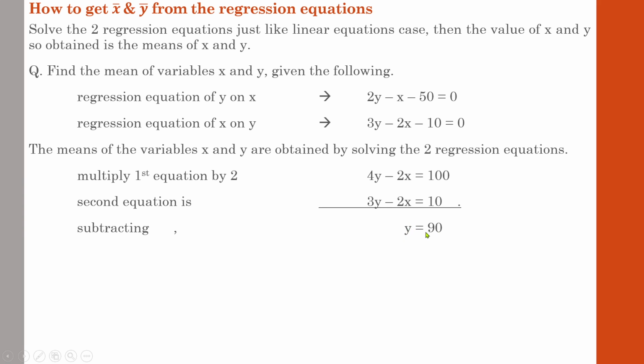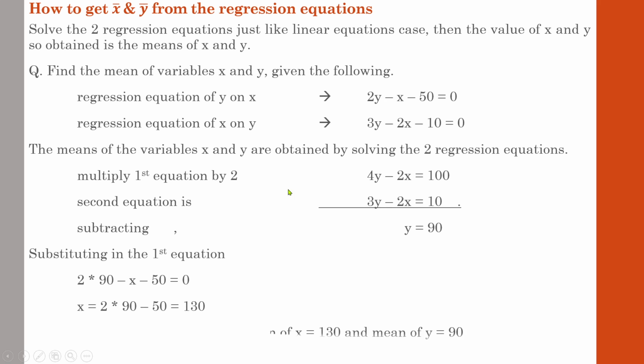It's very simple. Just find the value of x and find the value of y. Whatever value you get, that is the mean of that particular variable. So y is 90. If you substitute the value of y in any of these two equations, you will get the value of x. See, by substituting this value in one of the equations, you will get x equal to 130. So the mean of x is 130 and the mean of y is 90.